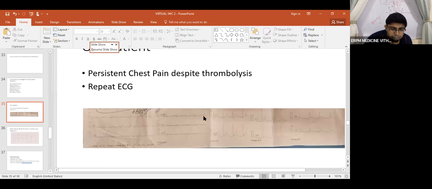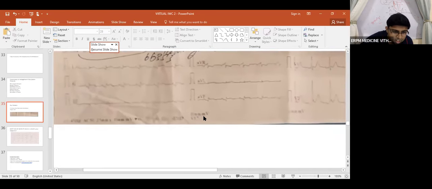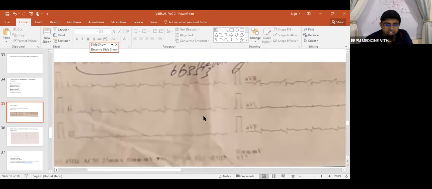Right now we are repeating the ECG. Look at the repeat ECG. What do you see in the repeat ECG? It's a weird scenario, guys. I went through a lot to take photo by photo for your class. Look here. What do you see here in the ECG?